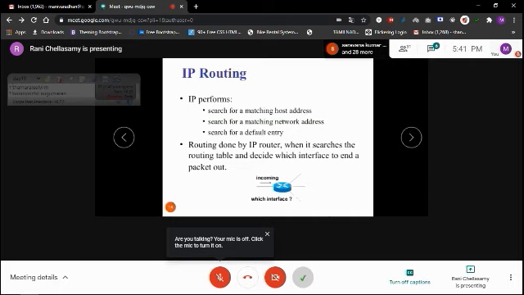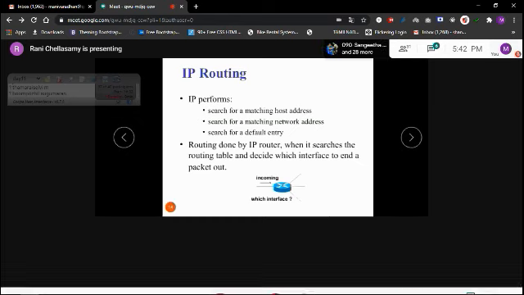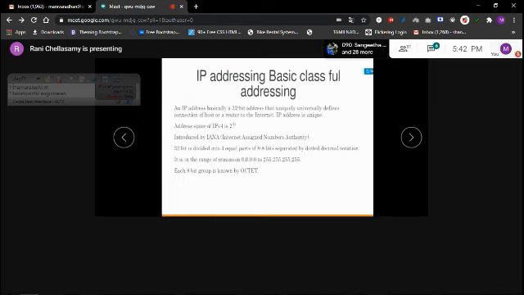Usually an IP address is a 32-bit address, which uniquely and universally defines the connection of a host. Whenever you refer to a host, you refer to that particular host with the help of the IP address, which is a 32-bit address. The address space of IPv4 is 2^32, which was introduced by IANA, the Internet Assigned Numbers Authority.